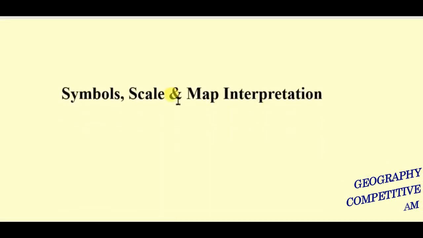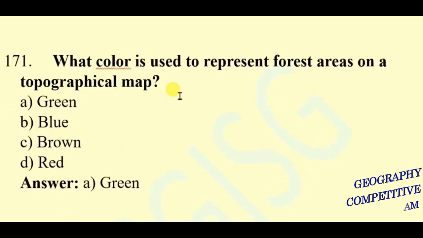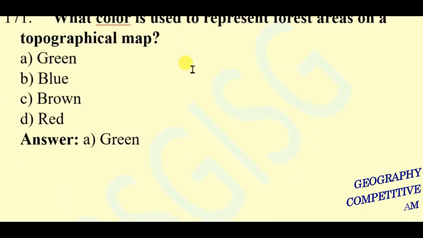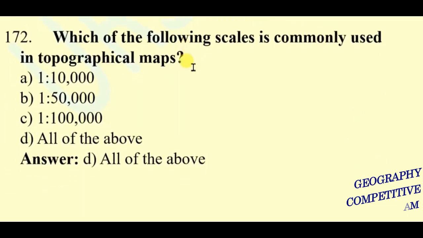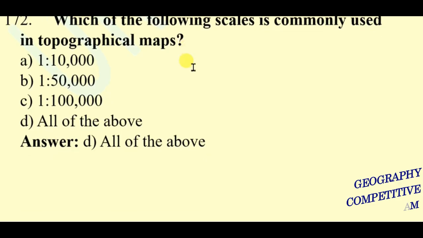Symbol, scale and map representation. Question 171. What color is used to represent forest areas on a topographical map? Green, blue, brown, red. Here the right answer will be green. Question 172. Which of the following scales is commonly used in topographical maps? 1 is to 10,000, 50,000, 1 lakh, all of the above. Here the right answer will be all of the above.